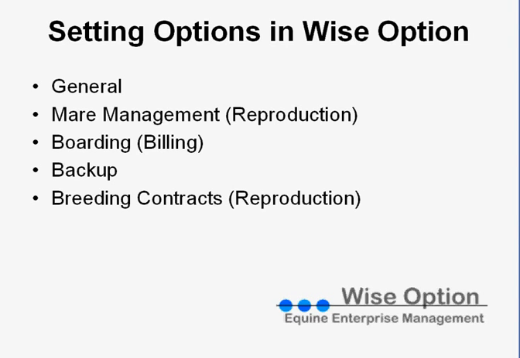This e-learning lesson is going to cover setting up your options in Wise Option. We're going to cover 5 tabs in the options category: the General tab, your Mare Management tab that you'll only have if you have the Reproduction module, the Boarding tab, which will relate to our billing procedures, the Backup tab, and our Breeding Contracts tab, which again will apply only if you're doing the Reproduction module.